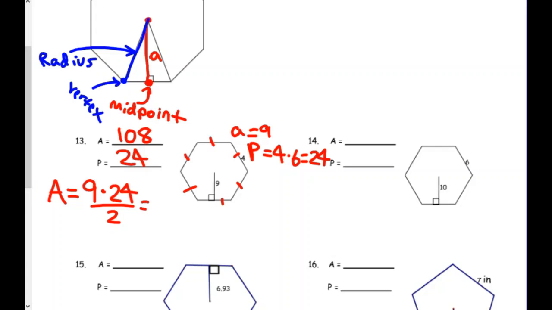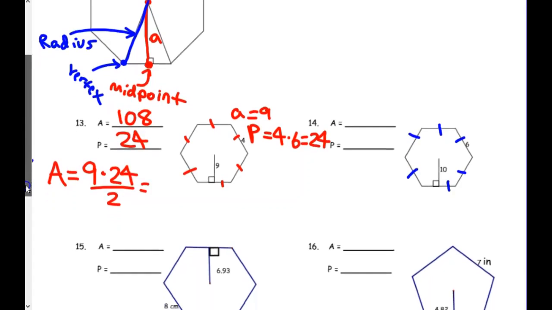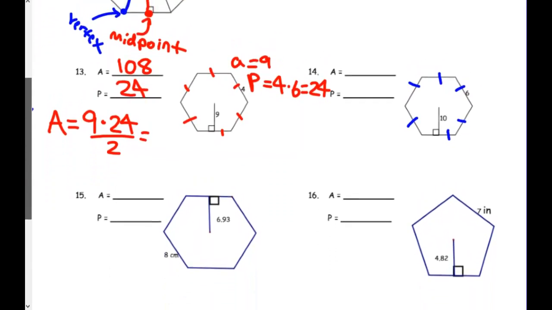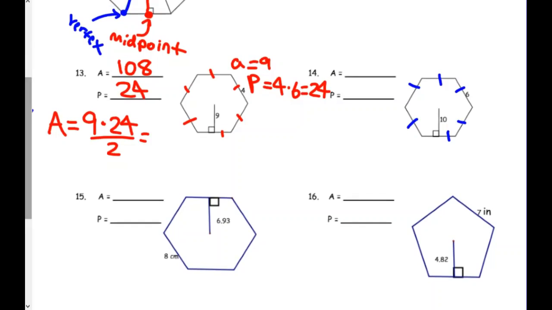My side length is 6, and I have 1, 2, 3, 4, 5, 6, okay? Now, 13, 14, 15 are all 6-sided. I'm telling you, they're not always 6-sided, so don't get in the habit of that, okay? But on this one, I have for perimeter 6 times 6, which is 36. Right? 6 times 6, 36. That's an equal sign right there.